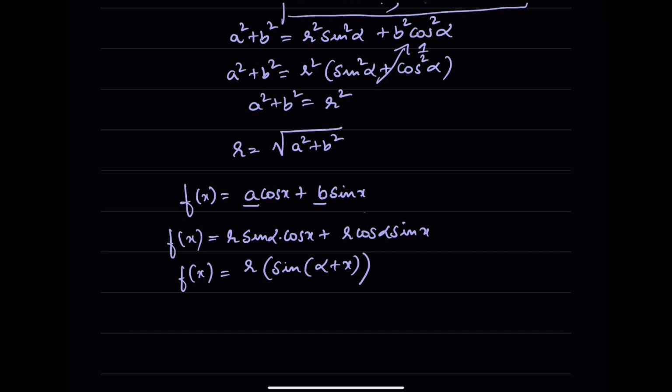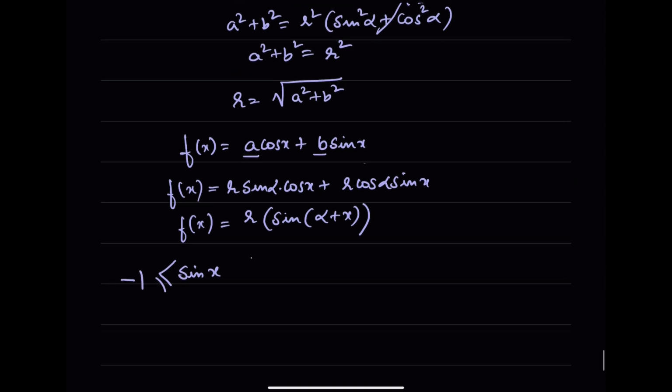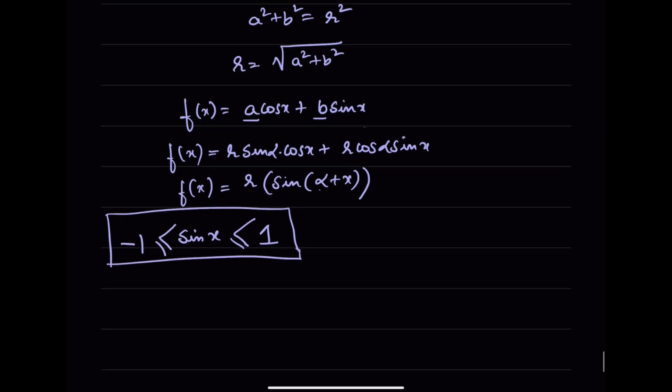Now, we know that the sine function has a range of, it is always greater than or equal to -1 and less than or equal to 1. So this is the range of the sine function, a trigonometric function. So sine of alpha plus x also will have the same values. So sine of alpha plus x is greater than or equal to -1 and less than or equal to 1.